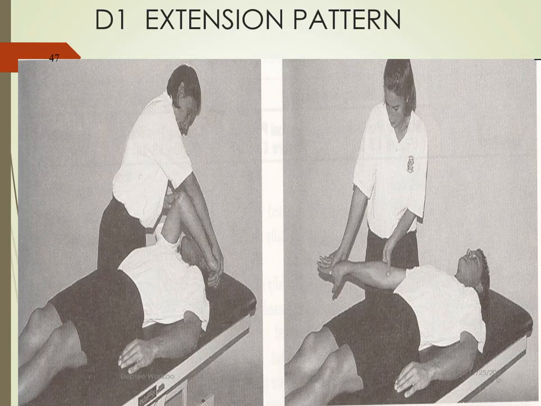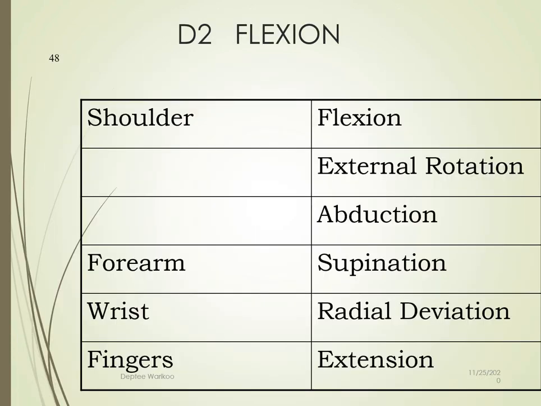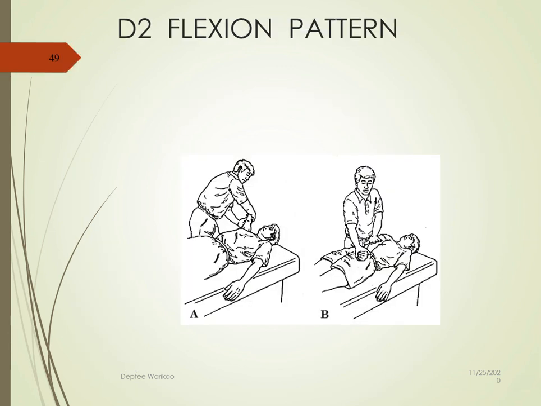This is D1 flexion. See, the first diagram is the D1 extension starting point and the second one is the ending point. Then D2 flexion, shoulder in flexion, external rotation, wrist in radial deviation and extension. In the first diagram A, you could see D2 flexion, and in B, you could see the ending part.